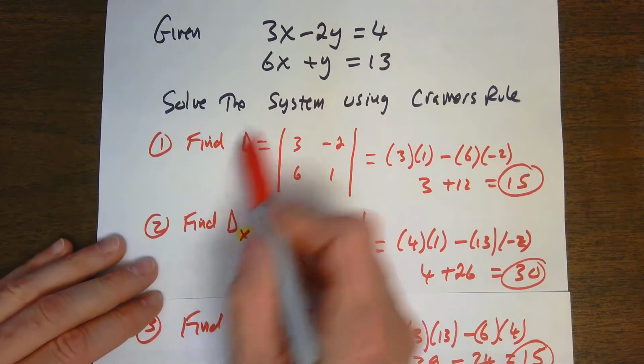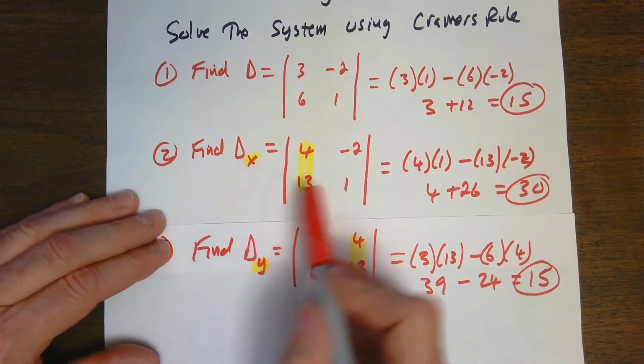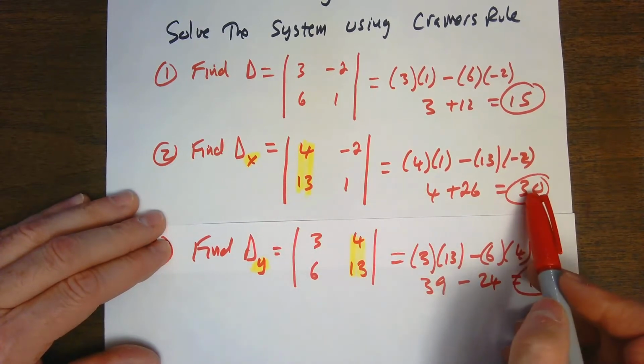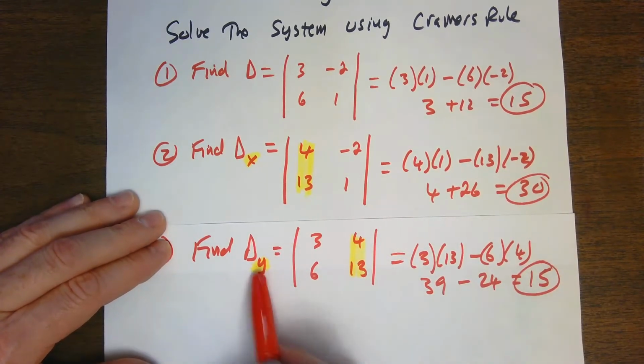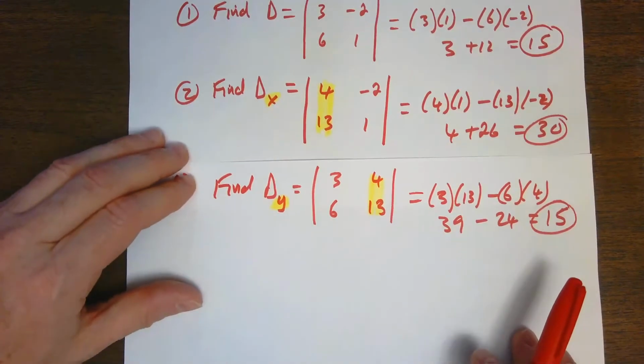We found the determinant of the coefficient matrix. We found the determinant of the x matrix. We replaced the x's with the constants. We found the determinant with the y matrix, replaced the y's with the constants. And now we actually have the solution.